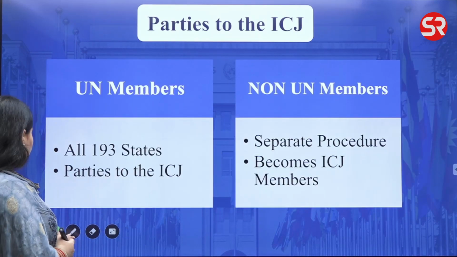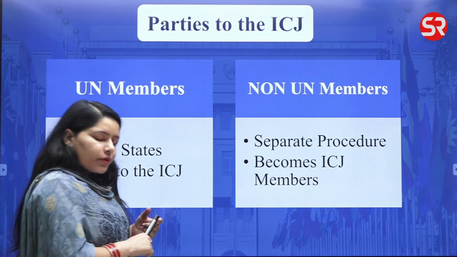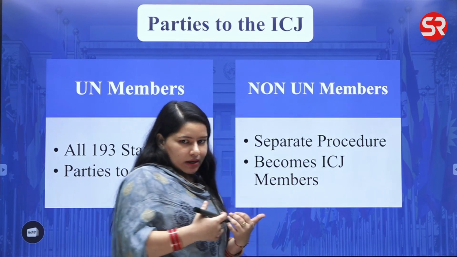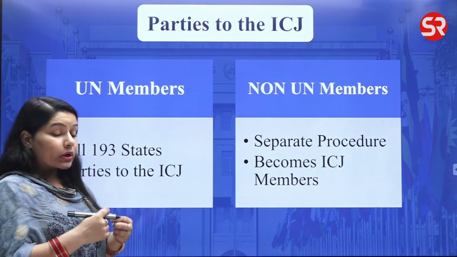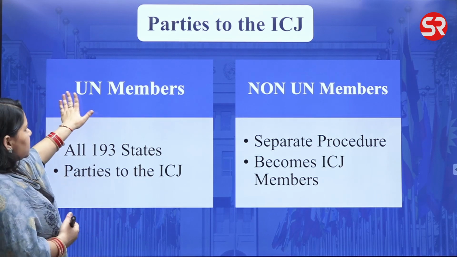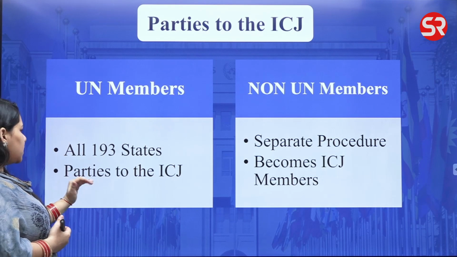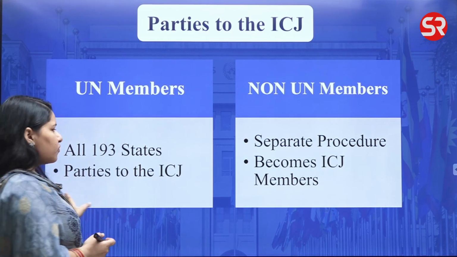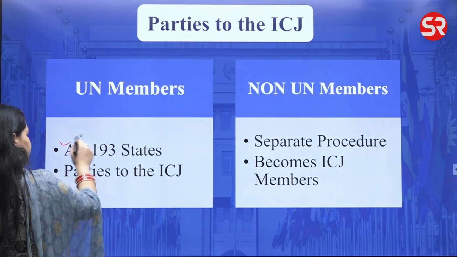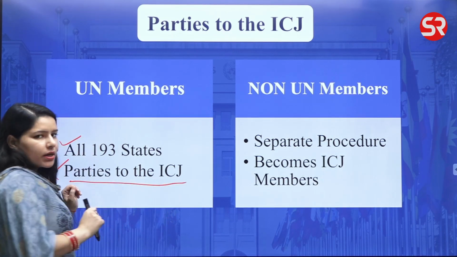Moving on to the parties to the ICJ. Who all can become a member of the ICJ, or file a petition there, or seek the ICJ for their dispute resolution? First is UN members. All the UN members automatically become members of the ICJ as well. We know that the UN has 193 member states, and all 193 are members of the ICJ as well.